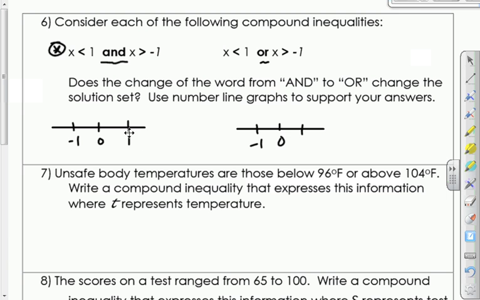X is less than 1, so we wouldn't include 1. It would be an open circle on 1, and greater than -1. Open circle on -1. The numbers that would satisfy that inequality would be in between. Now we talk about the second one. X is less than 1 or x is greater than -1.